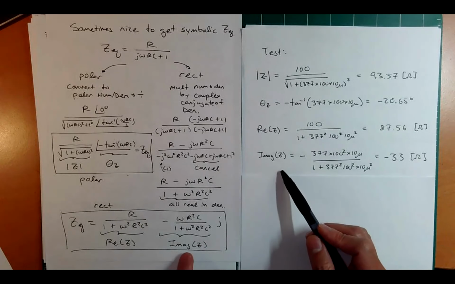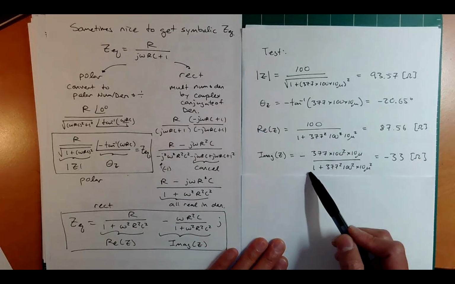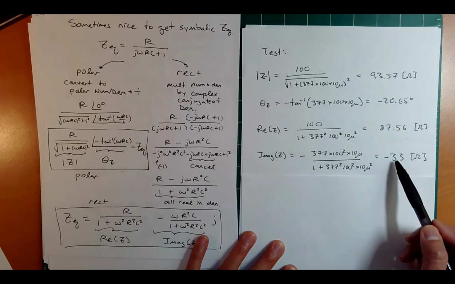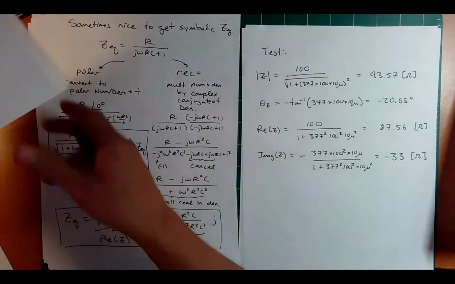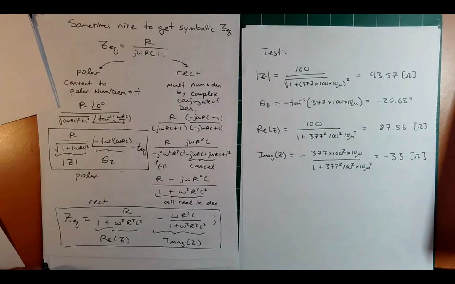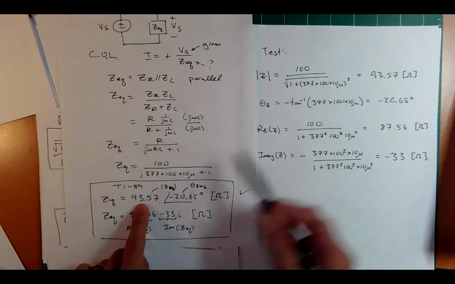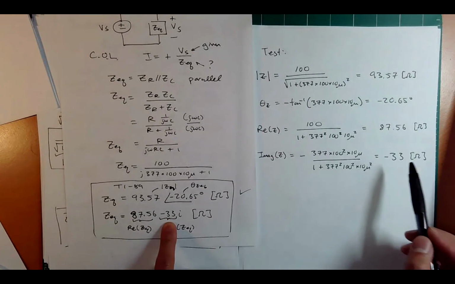And then we can do the same thing for the imaginary. Minus 377 times 100 squared times 10 micro over 1 plus 377 squared, 100 squared, 10 micro squared. We get minus 33. These are all the numbers that we saw earlier, right? And I lost my page, but that's what we have right here. 93 here, minus 20 there, 87 there, minus 33.